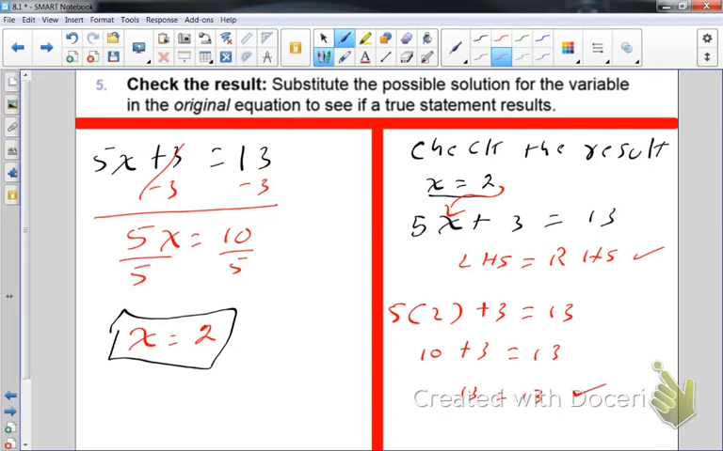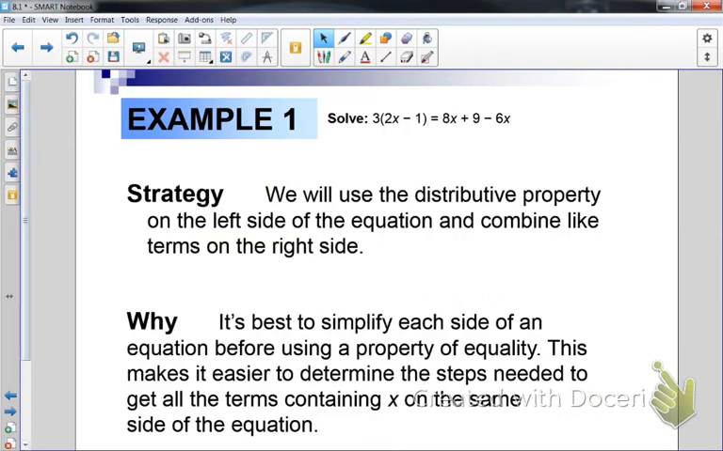So we're going to take all this information, these 5 steps, and use them to solve a multi-step equation. That's what we're going to do next. When you look at this one here, it says solve the following equation, right? There are 2 things happening. We have the left-hand side and we have the right-hand side.